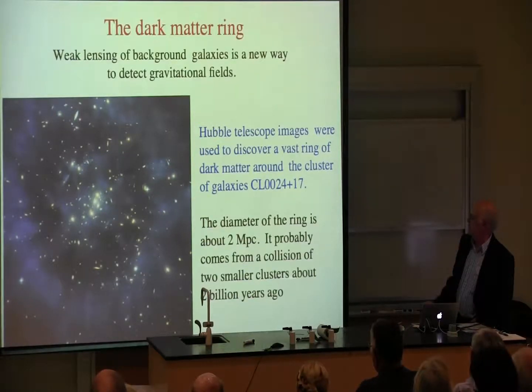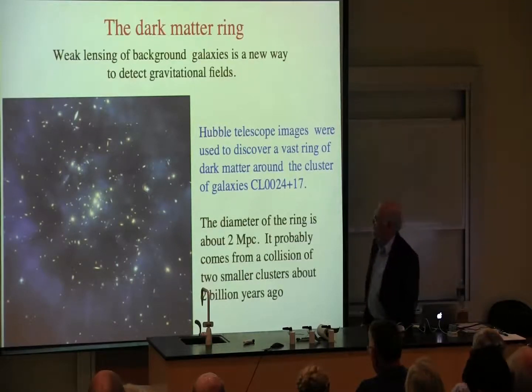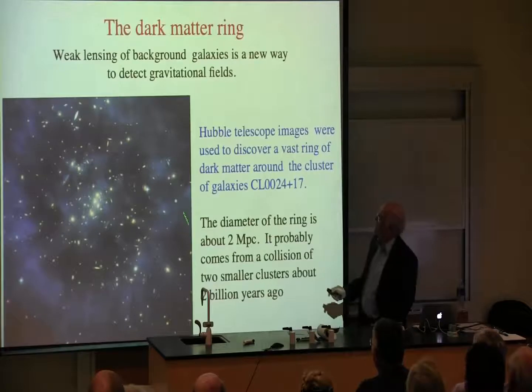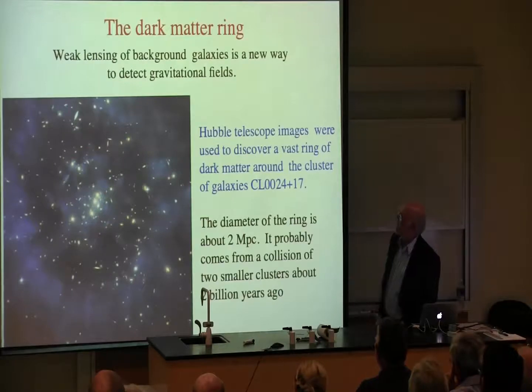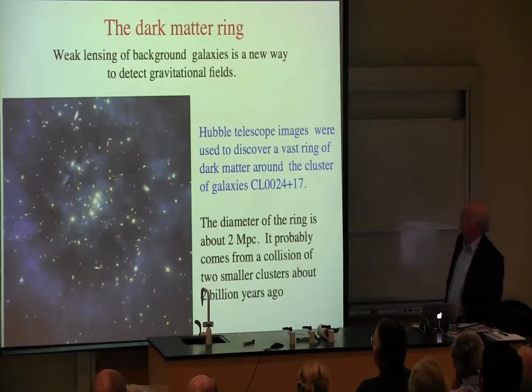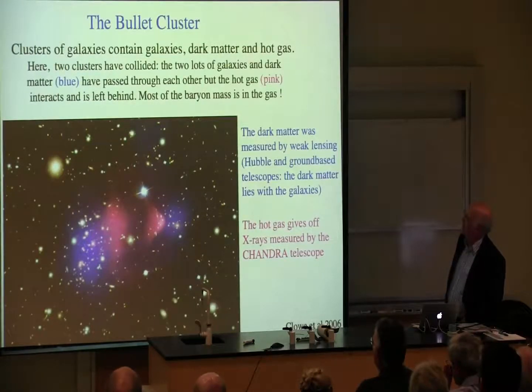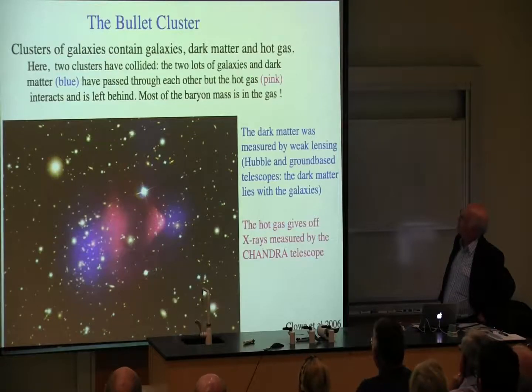So it probably comes from a collision of two small clusters about 2 billion years ago. And the interesting thing here is you can see more or less that the dark matter is actually together with the galaxies. So that was quite a nice one. That prompted a lot of interest. But there's an even more interesting one, which is called the bullet cluster that you may have seen if you read this sort of stuff.